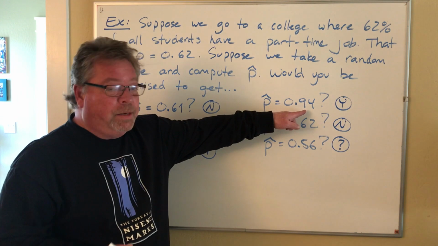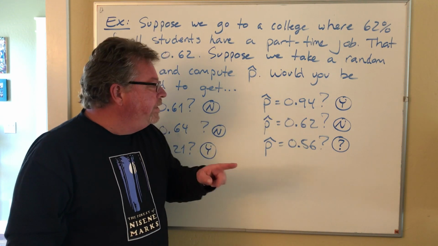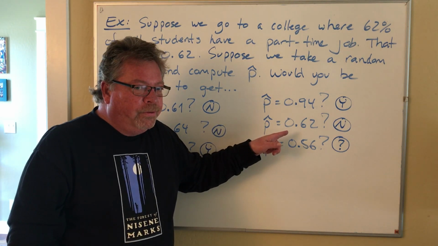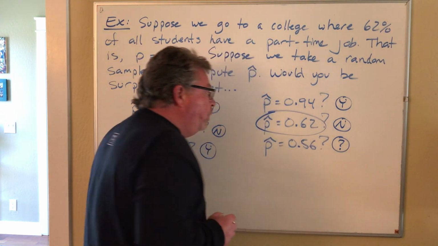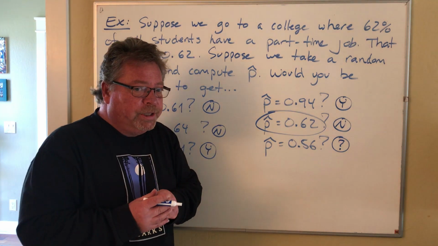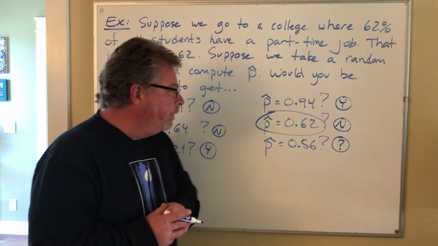Same thing here, seems really unlikely. This guy right here, this is cool because this is the expected value, right? So when you look at this, you're saying, well, that's pretty much what I would expect to get if I go to a world where 62% have this characteristic. This one, I don't know, we're still out on that one.